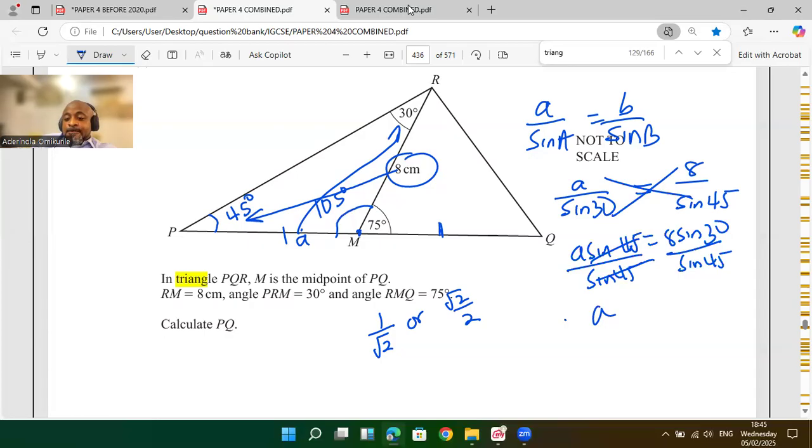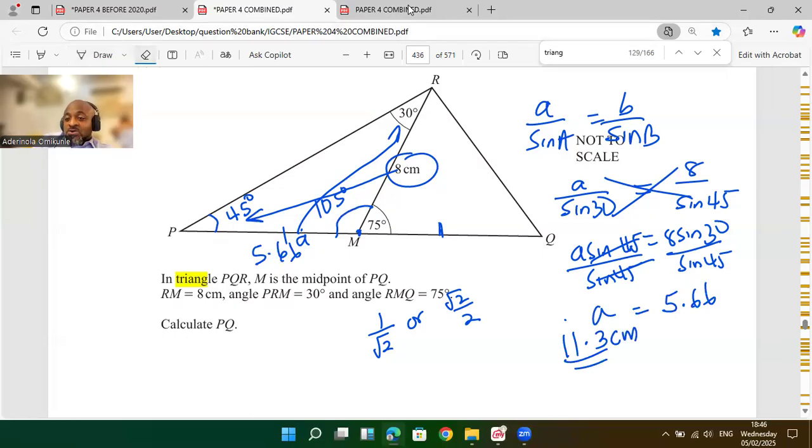And that gives me 5.66. Again, they say find, so that's this place. But the question says find PQ. So that's just 5.66 multiplied by 2, and that gives me 11.3. Okay, so the answer is 11.3 centimeters.